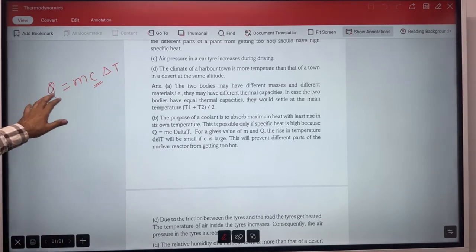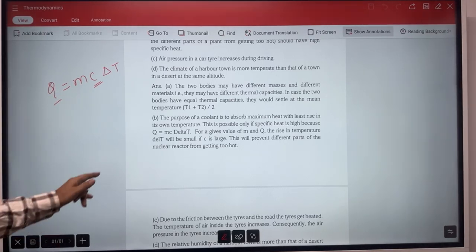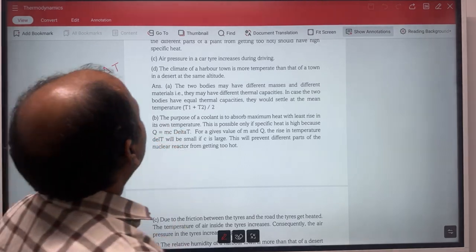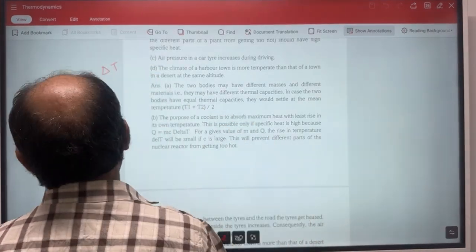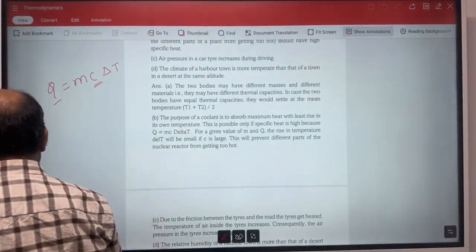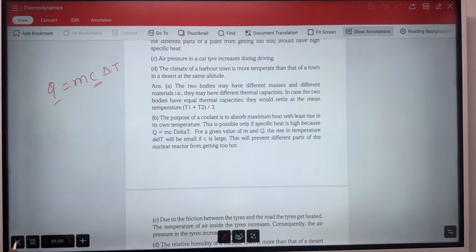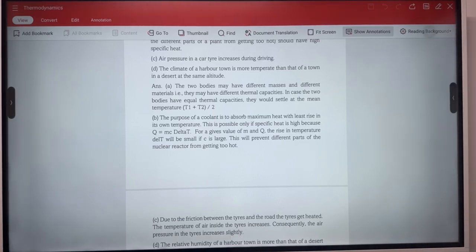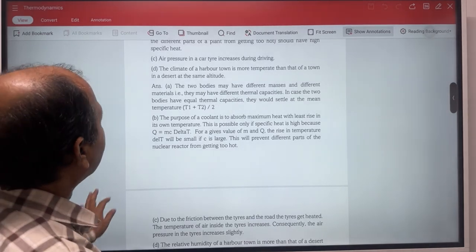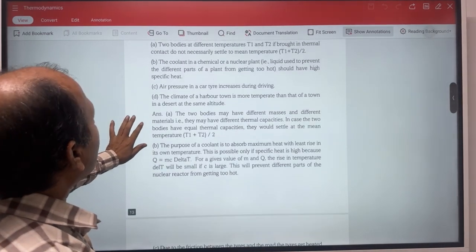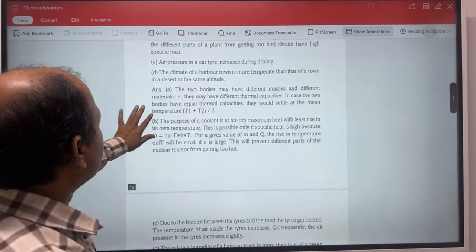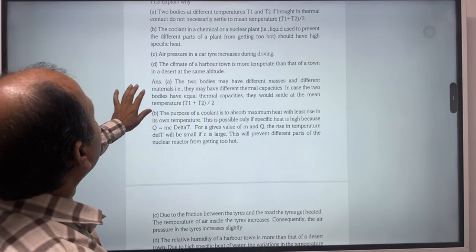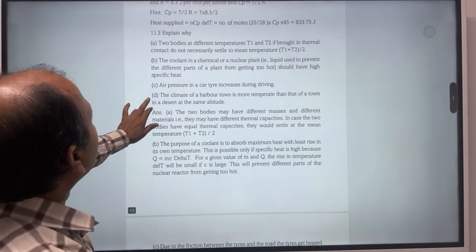So water is the best fit material. It has highest specific heat, right? So here, what is the question? That coolant, generally in nuclear reactor, coolant used is deuterium oxide, D2O, or heavy water, right? That you will study in chapter nucleus in class 12 physics. Now let's analyze next question.